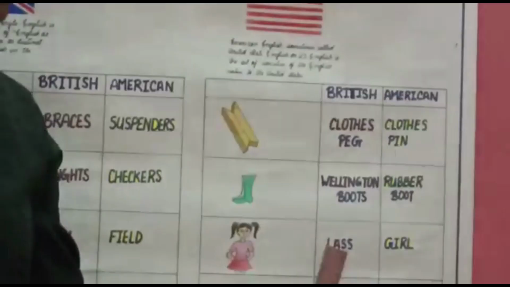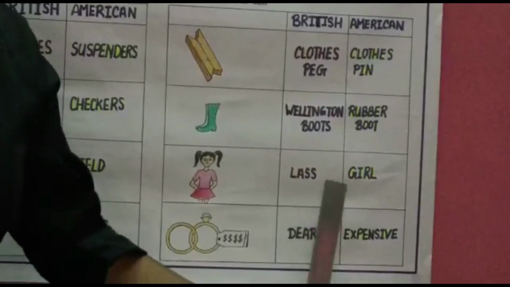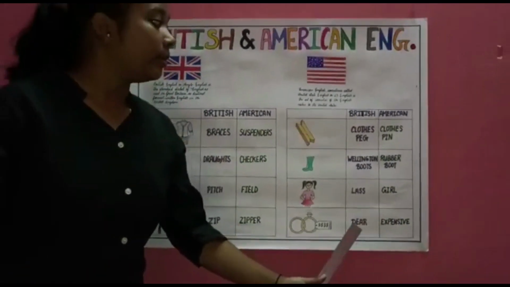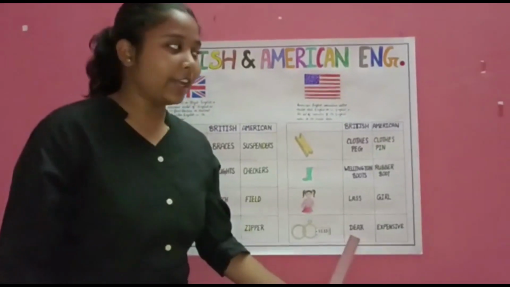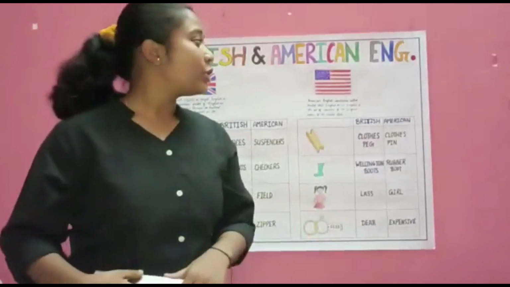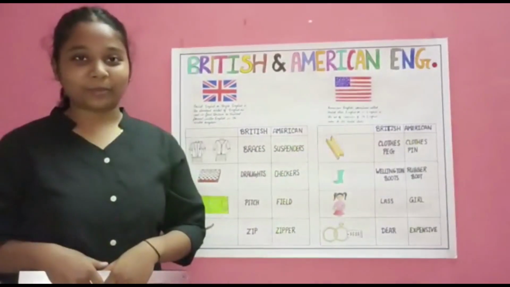In British, it's known as lass, and in American, it's known as girl. In British, it's known as dear, and in American, it's known as expensive. So here I end my speech.